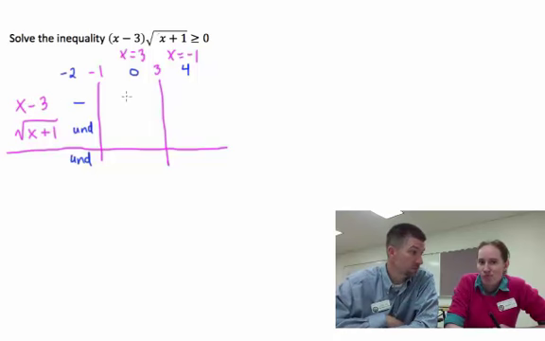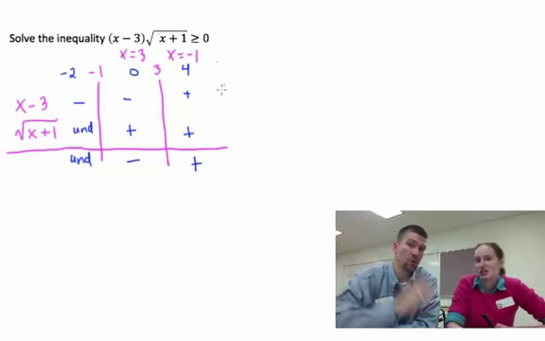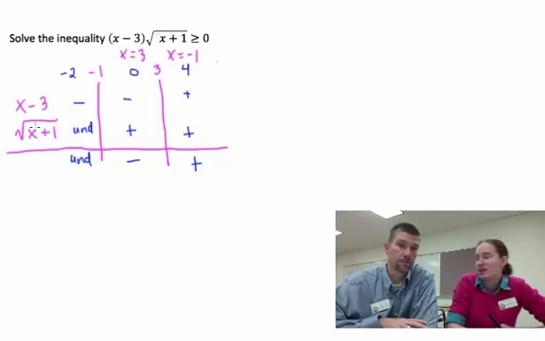If I plug in 0, I get negative here and positive here, and negative times positive is negative. If I plug in 4, both of them are positive. Who cares what the square root of 5 is? All that matters is that it's positive. In fact, anything we plug in here will either be undefined or positive.